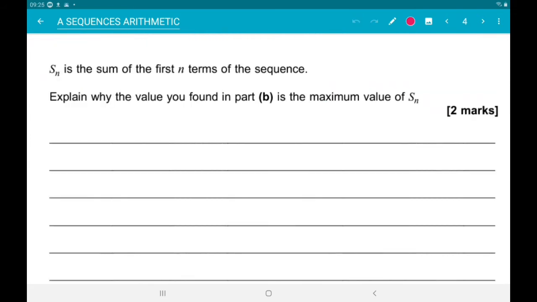Part C. Given that Sn is the sum of the first n terms, explain why the value we found in part B is the maximum value of Sn. Alright, so what's happening in this sequence? The first term is 20, and then we're subtracting 1/2 to get from term to term. So the terms are decreasing. So let's work out what the 41st term is.